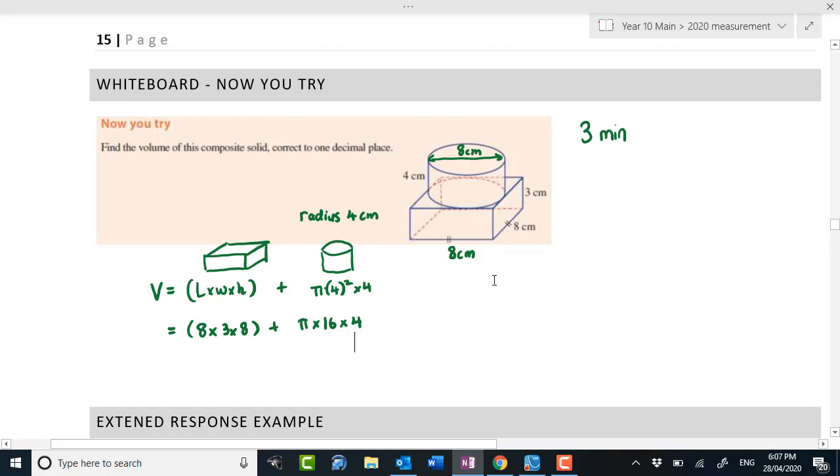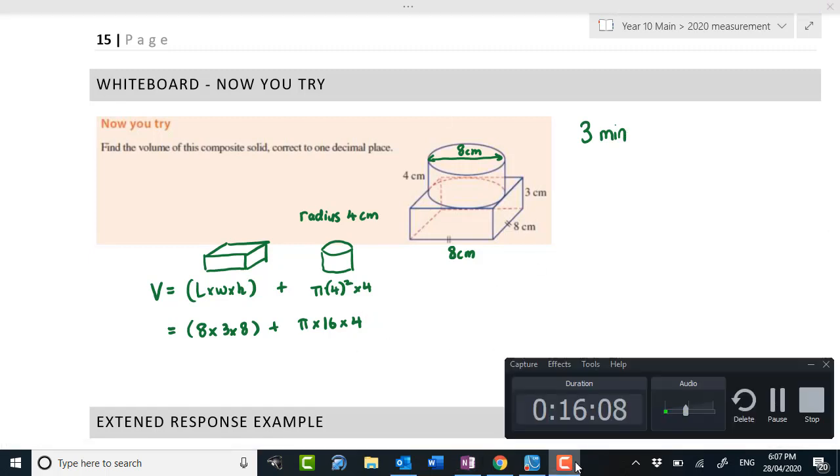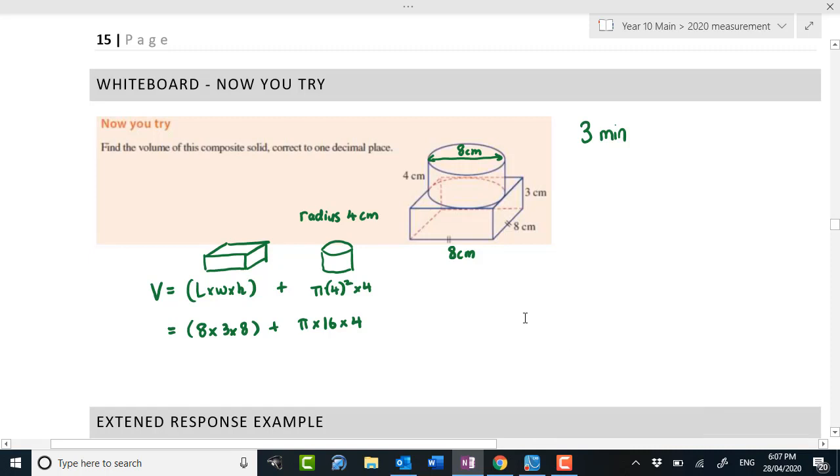All right, so hopefully you've had a bit of a go at this. When you're setting it up, make sure that you try to do it in one line and break it up. We've got the volume of a rectangular prism, length times width times height. It doesn't matter which order you multiply them. And then we've got the volume of a full cylinder, so that's pi r squared. Be careful though, the radius is 4 and the height is 4.